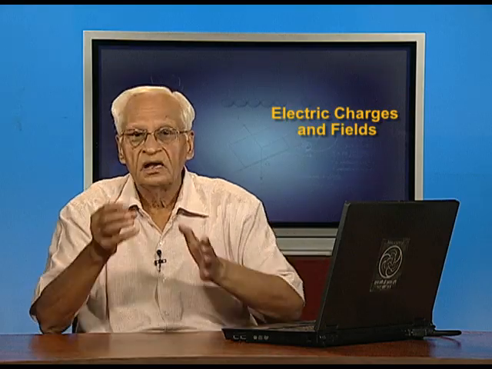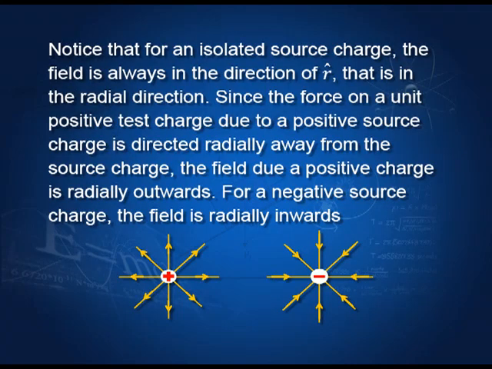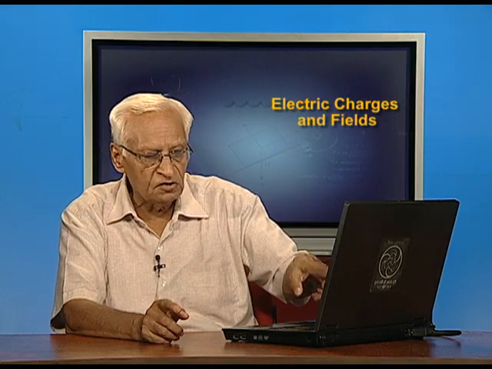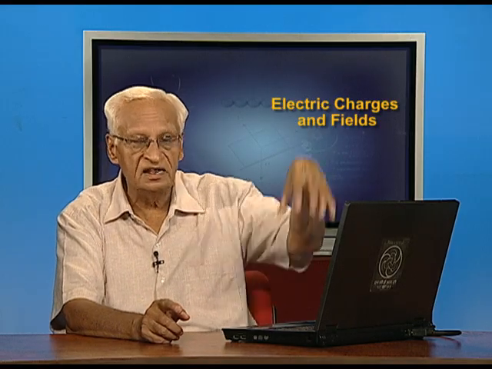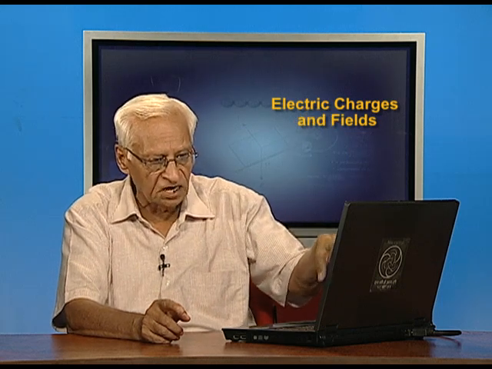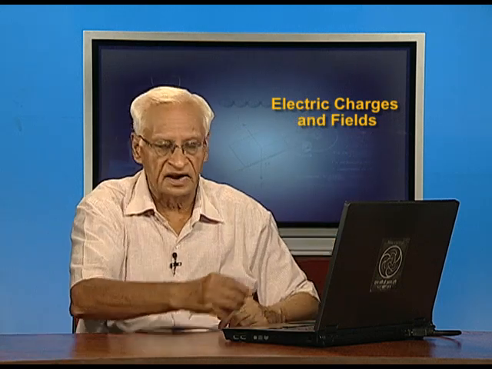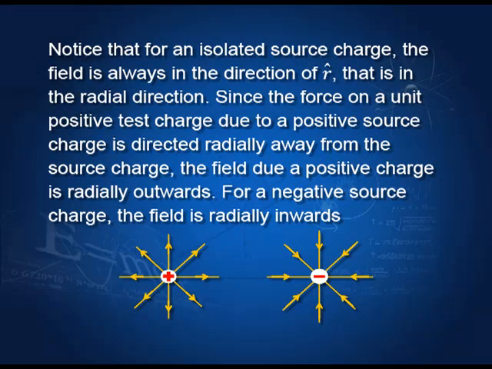Suppose I place a unit positive charge here, what happens? It will be repelled. So, it goes like this, and here it goes like this. So, the field of this positive charge is radially outwards. Similarly, the field of this negative charge is radially inwards, because the positive charge will be attracted in this direction. Therefore, the field of a negative charge is radially inwards.